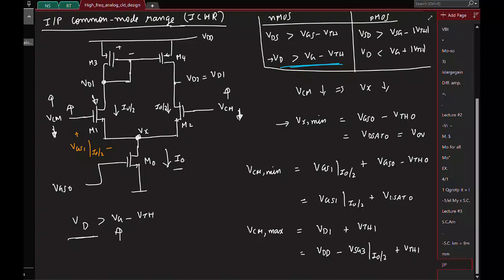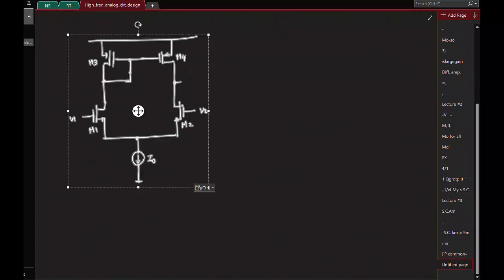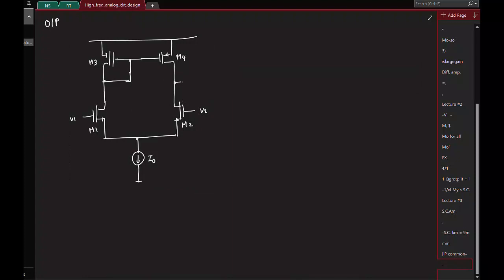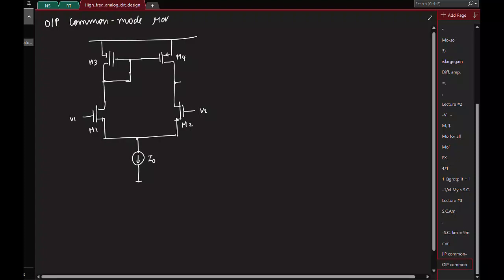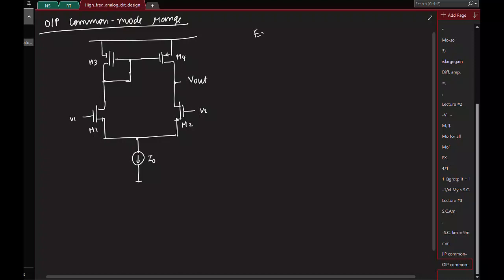Okay, so hopefully that's clear. Similarly, just like we have a range of the DC voltages that can be applied at the input, the same thing will exist at the output side also, right? Because the output is again a drain voltage, so you can't have arbitrary voltages there. So you'll similarly have an output common mode range. This is basically the minimum and maximum DC voltage the output can have. I'll leave it as an exercise for you to work out.